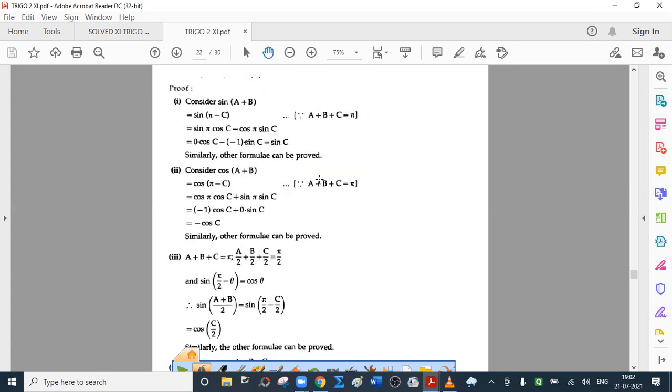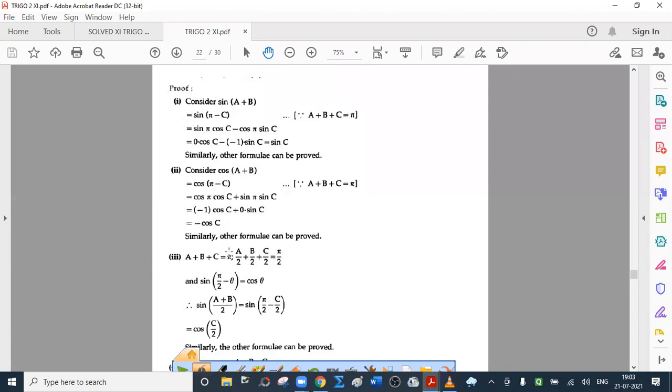What is cos of A plus B? A plus B plus C is pi, so A plus B is pi minus C. Either use cos of alpha minus beta formula or allied angles. Pi, ratio does not change. Pi minus, second quadrant, cos ratio negative. That is why minus cos C.